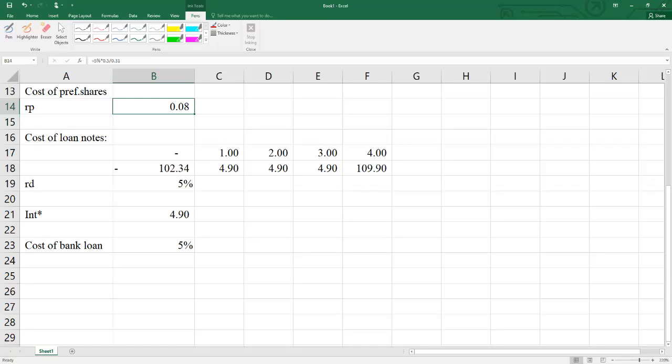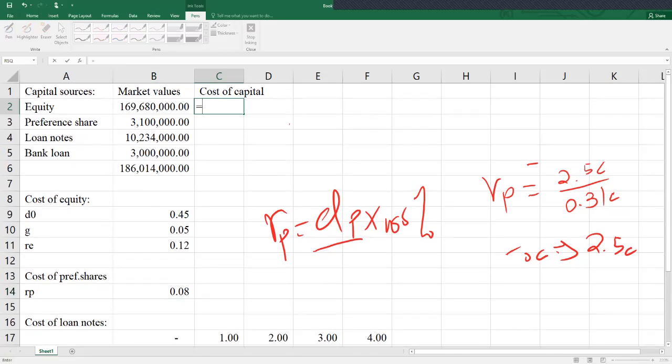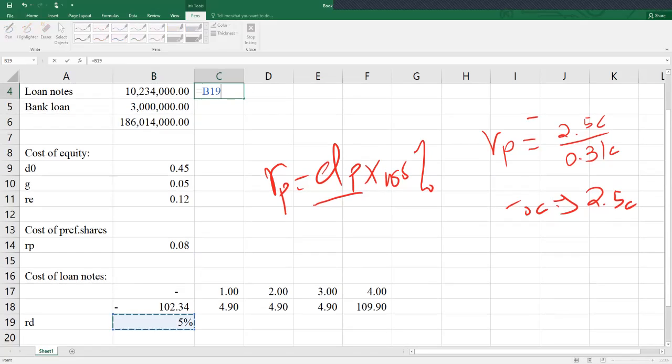Now having done that, we can come back here. For cost of capital, I can simply make reference to what we got. We got 12%, so enter. Cost of preference share, we have done that, 8%, enter. Cost of notes, we've done that, 5%, enter.